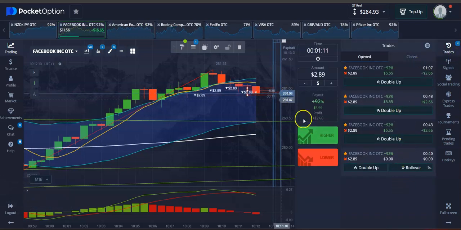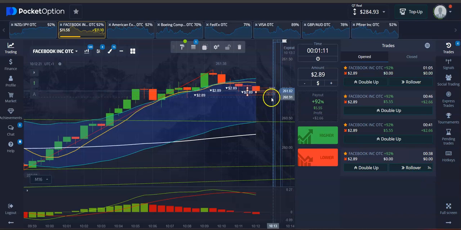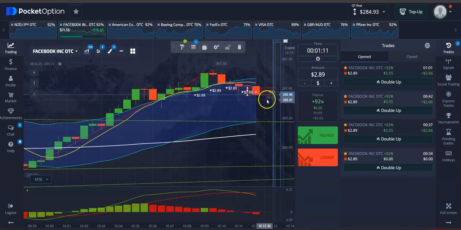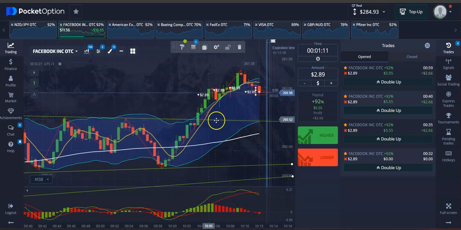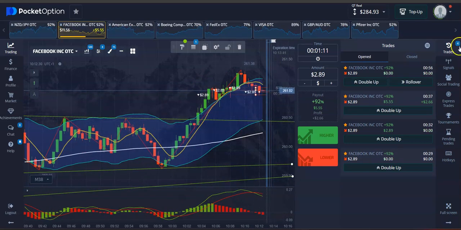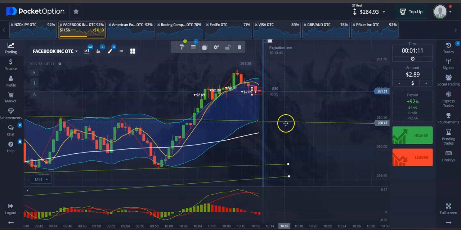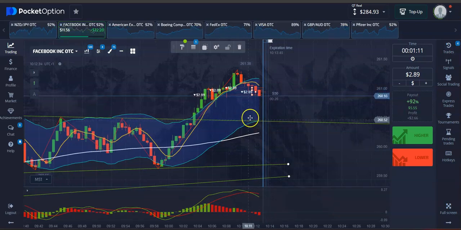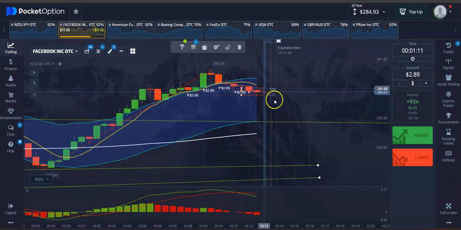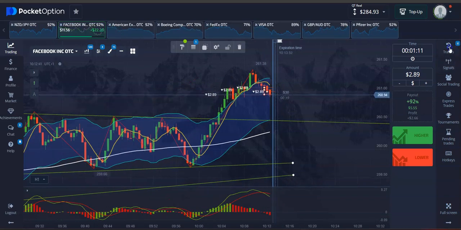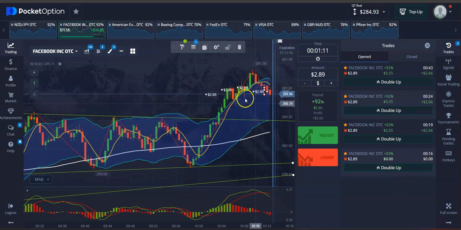Okay, we got four trades going on. The first trade is going to end in 40 seconds, and the last trade is going to end in 1 minute. Okay, so Facebook potentially will come to this green line over here. Let me open the green line over here. So if that's the case, we're going to be able to capitalize on these trades. Okay, so let's have a look. 18 seconds.